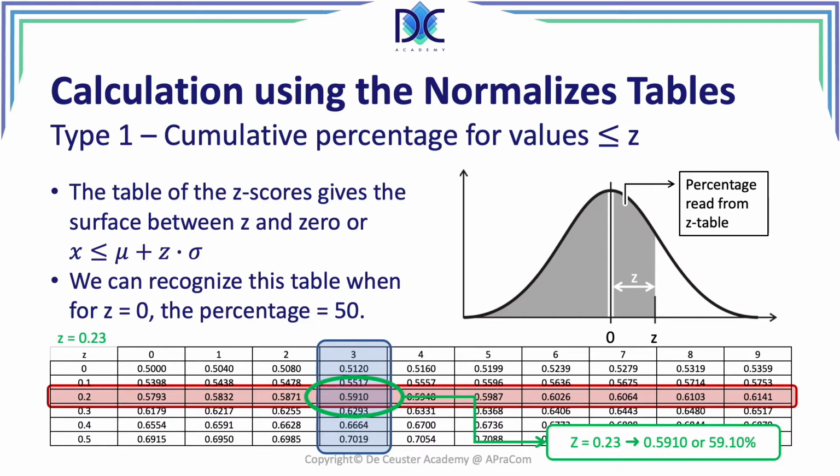You can also have the negative values here. We only looked at positive Z values, but we come back to that later in this series of videos.